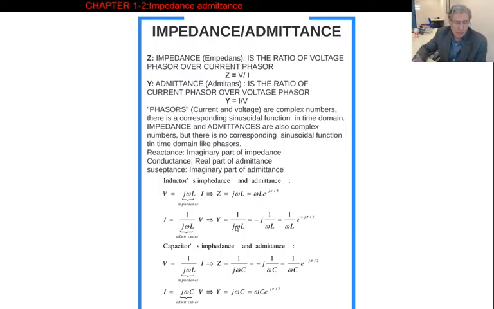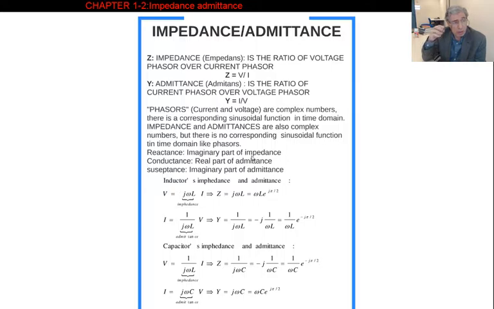Similarly, for the capacitor, we can say that the impedance is equal to 1 over j omega C. That means V over I ratio is equal to this. I over V ratio is equal to this, j omega C. That is the admittance. So apart from this terminology, another thing that we use is reactance, the imaginary part of impedance. Later on we are going to say this.